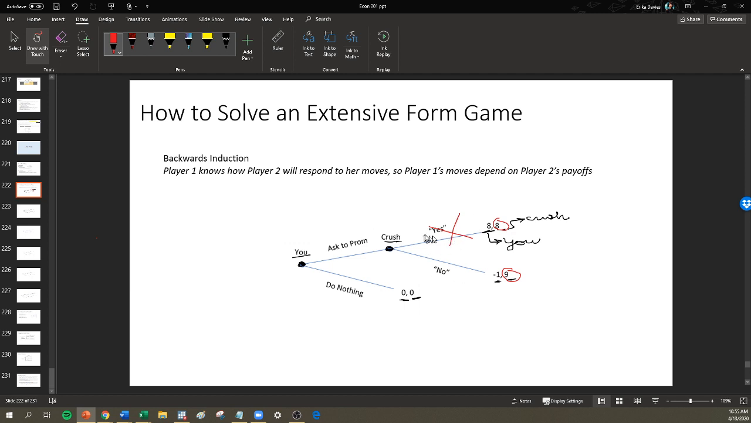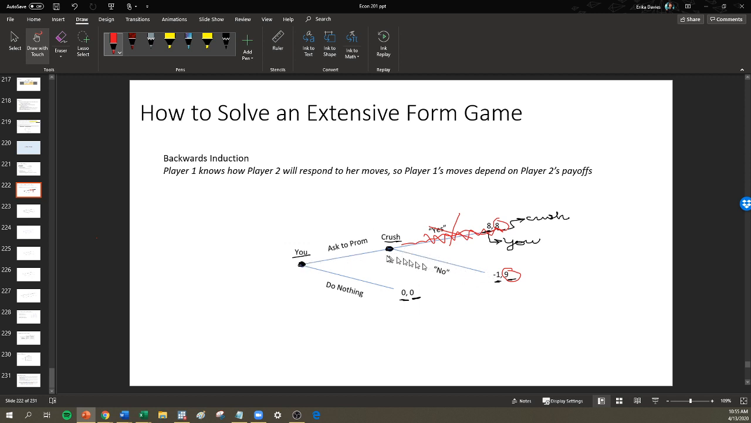We are never going to experience this arm of the game tree because if we get to this point of the game, the crush is now in charge of what direction we go, and the crush is definitely going to go no every time because the payoff of 9 from saying no is greater than the payoff of 8 for saying yes. Okay, so now you have to reevaluate your moves.